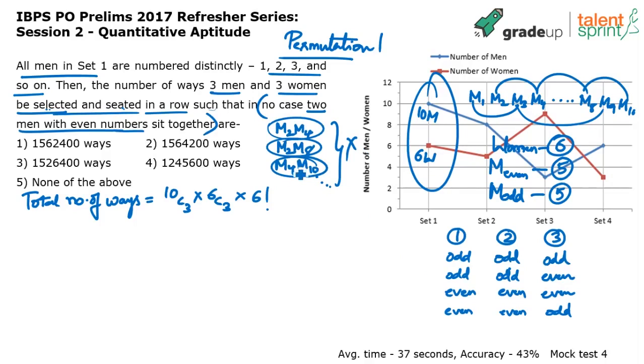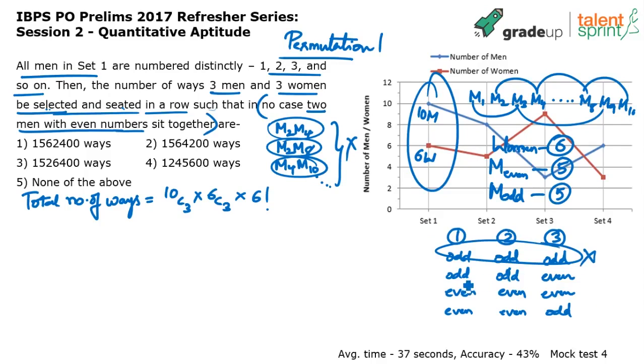Now, when can this happen? Men with even numbers sitting together will come into picture if and only if I have 2 or more men with even numbers. Like for example, if I have all 3 odd men, will this be there at all? No. All 3 odd men is odd. Even men are not there at all. So this case doesn't really matter.